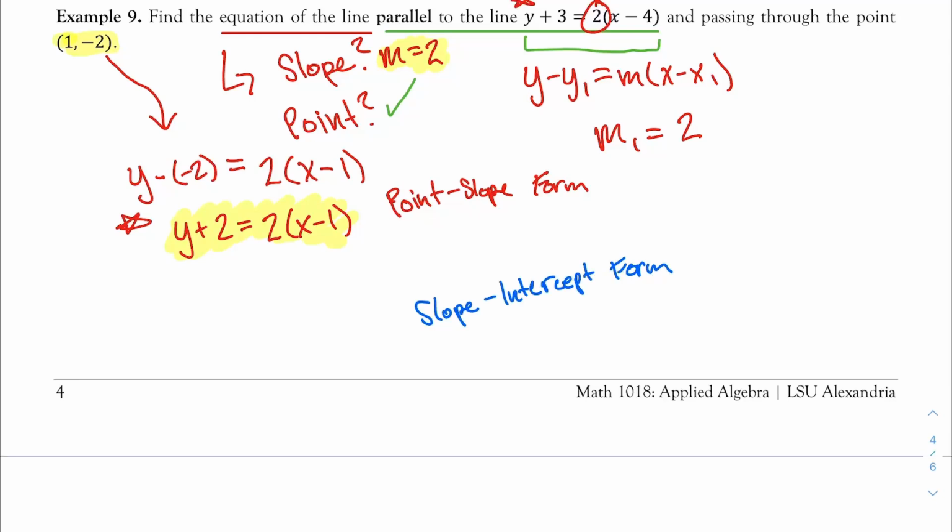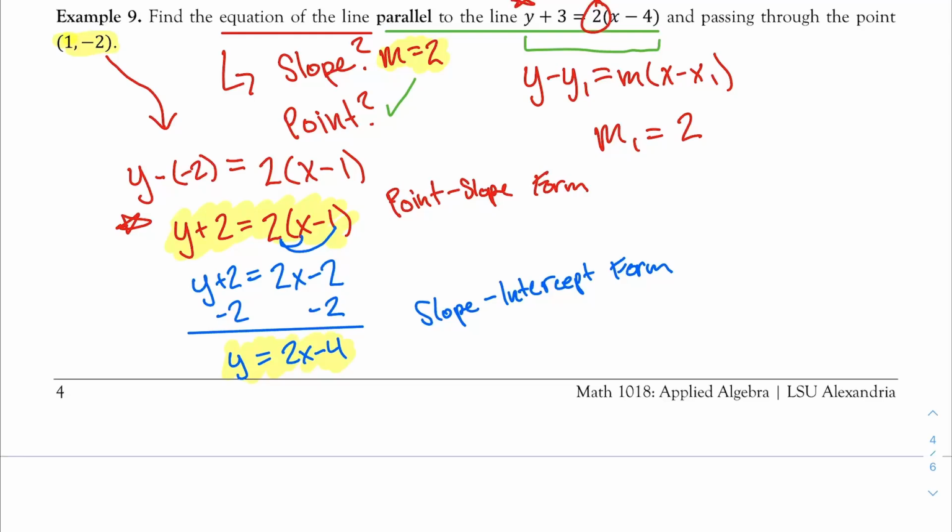Like so. If I want to solve for y, I would start off by distributing my 2, giving me 2x minus 2, and then subtracting 2 to get y by itself, granting me y is equal to 2x minus 4. This is also an acceptable answer. It depends heavily on whether I am asking for your final answer in point-slope form or slope-intercept form.